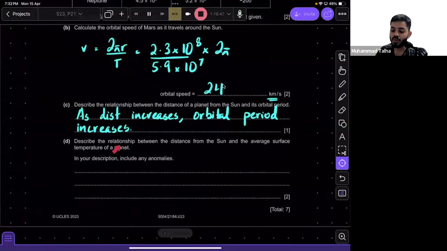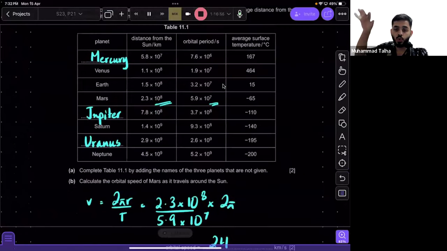Describe the relationship between the distance from the sun and the average surface temperature of a planet. In your description, include any anomalies. So anomalies are what do not obey the trend. So if I look here, distance is increasing. So temperature decreases, decreases, decreases, decreases, decreases, and decreases. So it does decrease throughout.